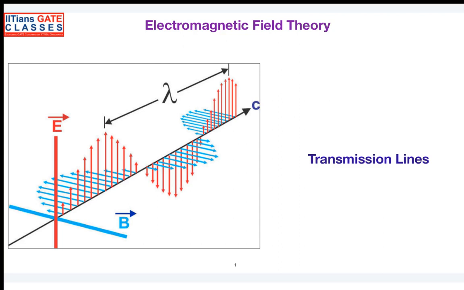Whatever we have seen in wave propagation, the information is propagated in lossless mediums in the form of electric field and magnetic fields. So when I talk about transmission lines, the energy propagates in the form of voltage and current. Suppose I can give you some simple examples of transmission lines.